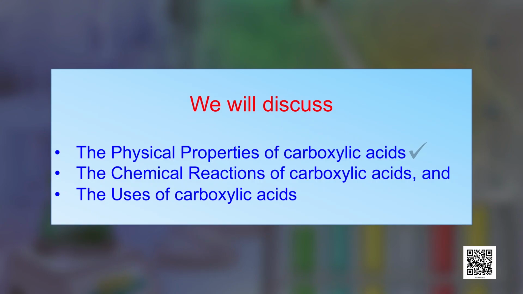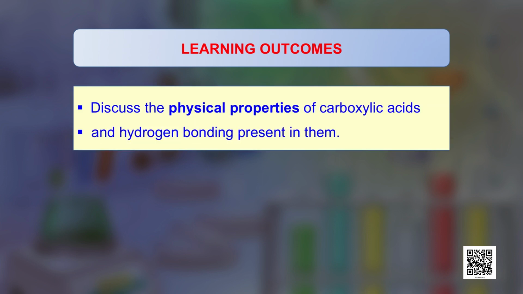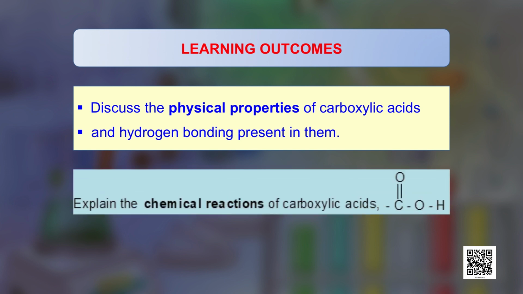In continuation to that, in this session we will discuss the physical properties of carboxylic acids, the chemical reactions of carboxylic acids and the uses of carboxylic acids. The learning outcomes of this program will be to discuss the physical properties of carboxylic acids and hydrogen bonding present in them, and the chemical reactions of carboxylic acids.